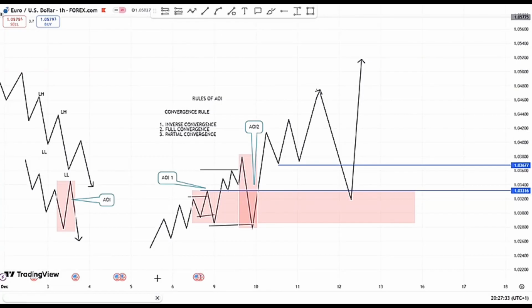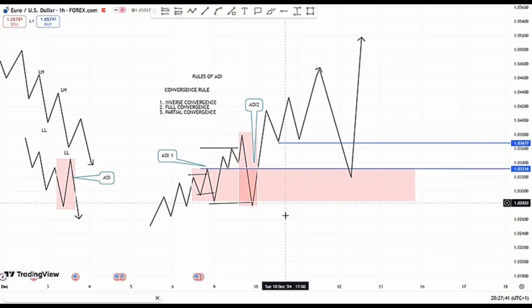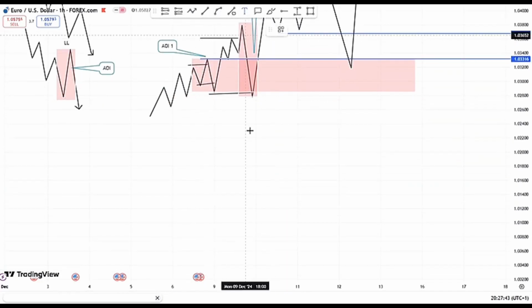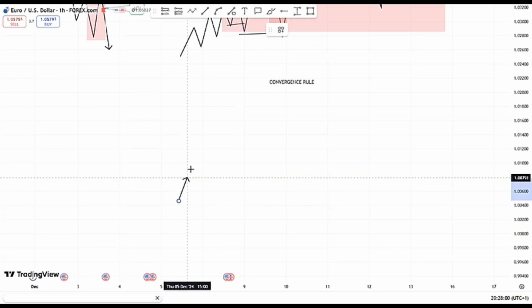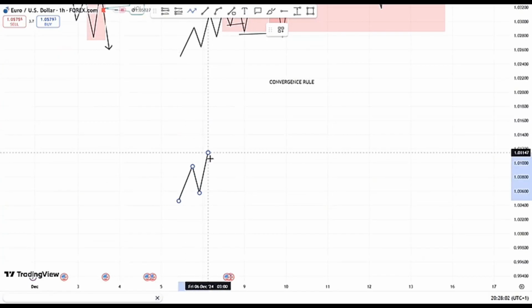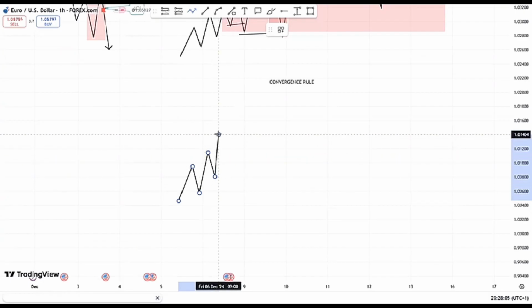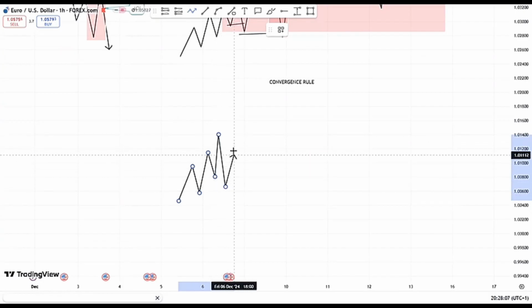The next rule is the convergence rule. So what is the convergence rule? This is just a situation when we have, just like the inverse convergence rule, two AOI. But this time around, the first AOI we're going to have is the bigger AOI. It's going to be the bigger AOI.